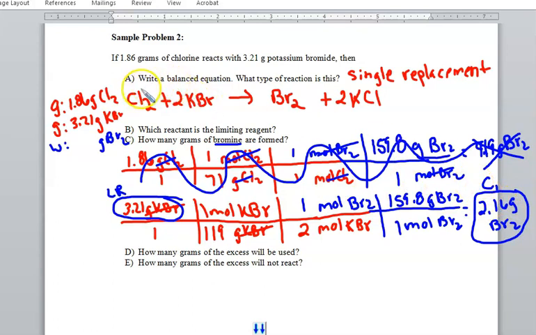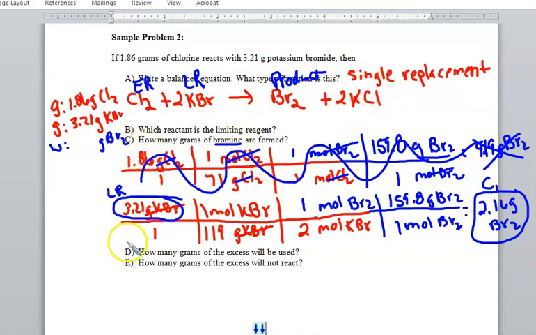I'm going to label up here. This guy was my limiting reagent. This is my excess reagent. This is my product that I'm looking at. That's also a product. I could have been going to that one, but it didn't ask me to do anything with potassium chloride. But I needed it to balance. Alright, so I've answered B and C.